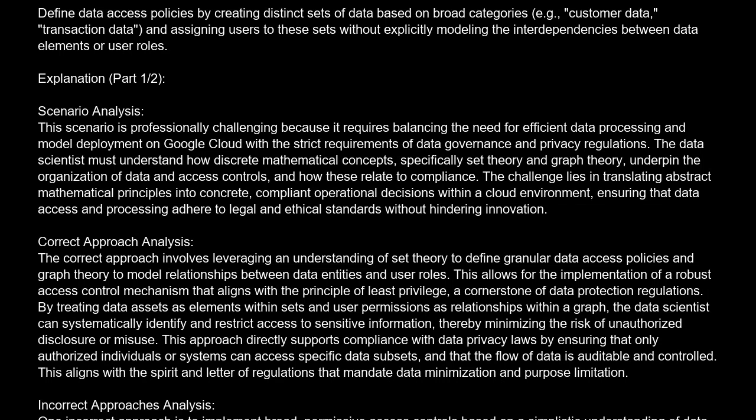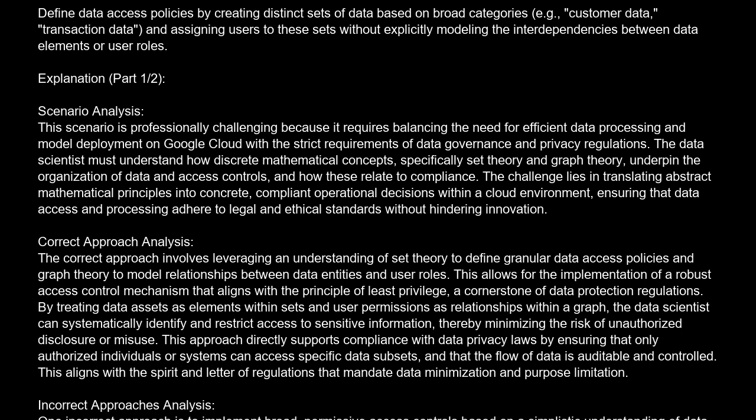The correct answer is A. Define data access policies by creating distinct sets of data based on broad categories, e.g., customer data, transaction data, and assigning users to these sets without explicitly modeling the interdependencies between data elements or user roles.